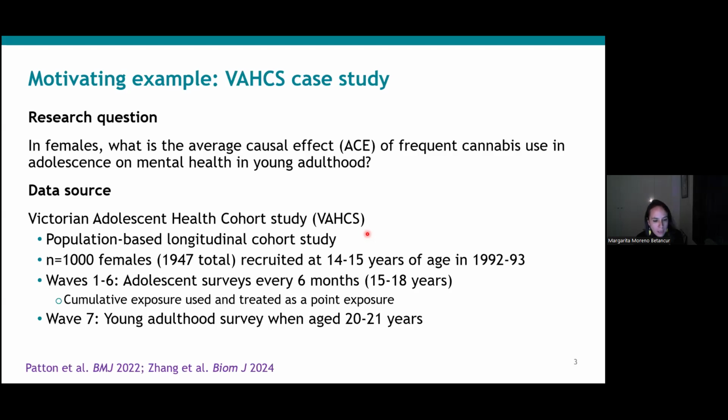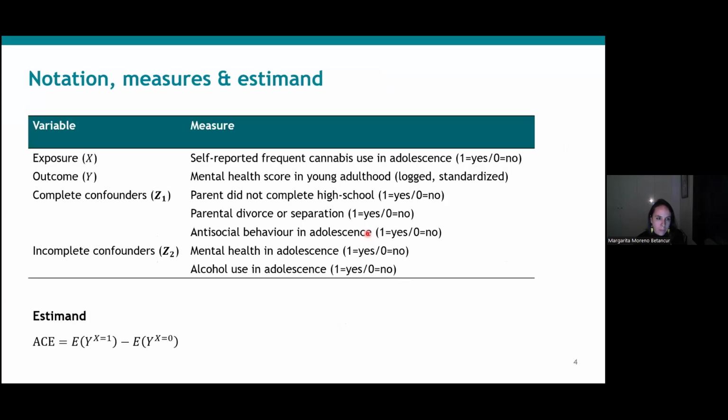Then in wave 7, when they were around 20 to 21 years old, the outcome on their mental health was collected. To give you a better idea of this, I'll introduce the notation. The exposure will be X, the outcome Y. The exposure was self-reported frequent cannabis use during all those adolescent waves, and we've dichotomized it to yes or no if they reported it at any wave, keeping it similar to the published study. The outcome was a mental health score in young adulthood, which was a continuous score.